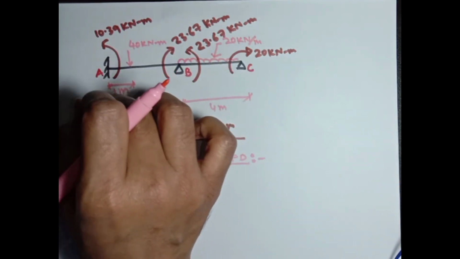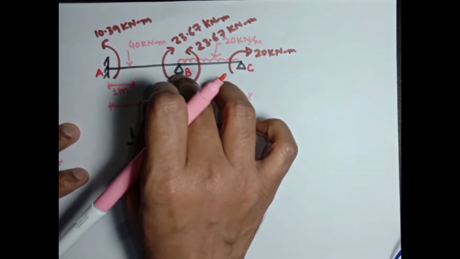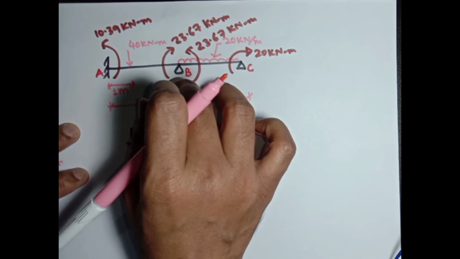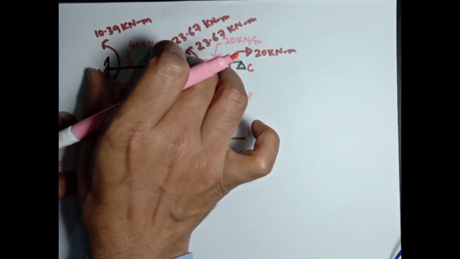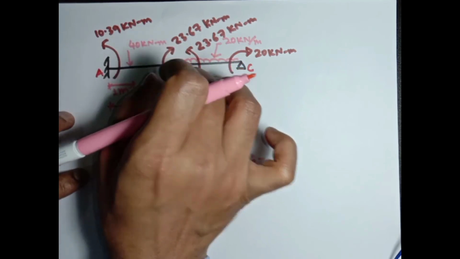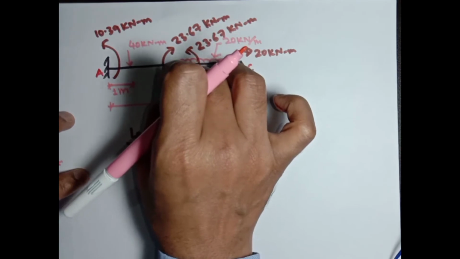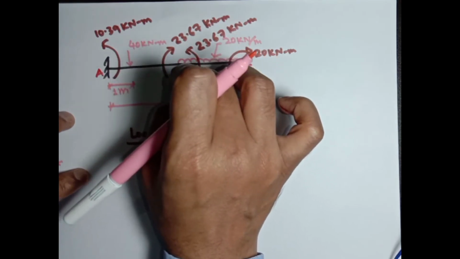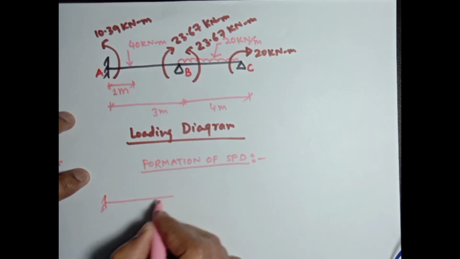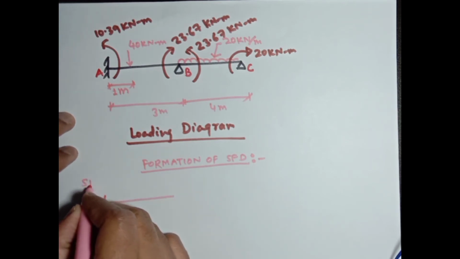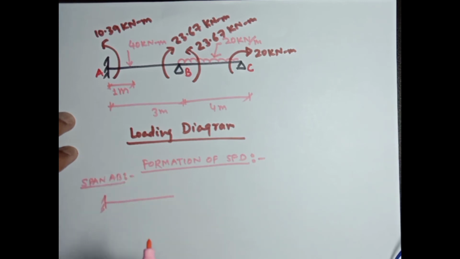We will find reactions. Reactions for support A and support C will be here, and there will be two support reactions for B. If we analyze this span AB individually, it will give us support reactions here. If we analyze the span BC, it will again give a support reaction at B. There will be two support reactions, you can understand here. This is the beam span AB. We are doing with this one, span AB.